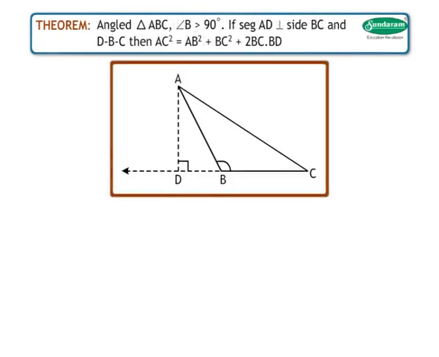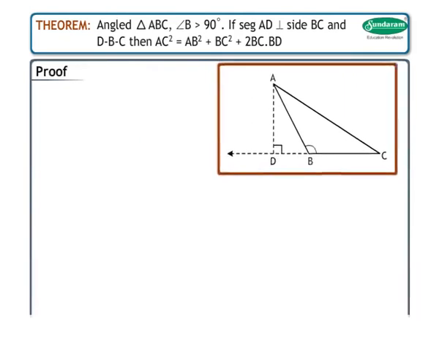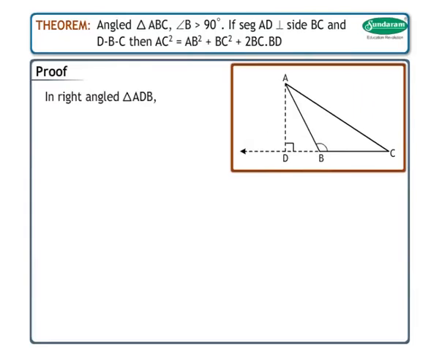In obtuse angled triangle ABC, angle B is greater than 90 degrees. If segment AD is perpendicular to side BC and points D, B and C are collinear, then AC square is equal to AB square plus BC square plus 2BC into BD. Proof. In right angled triangle ADB, AB square is equal to AD square plus DB square by Pythagoras theorem. Mark this as statement 1.